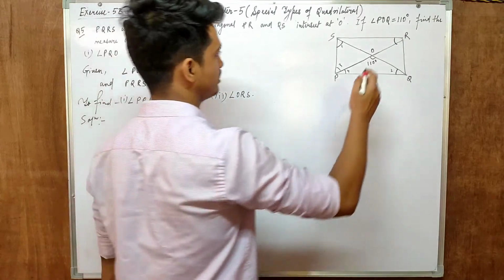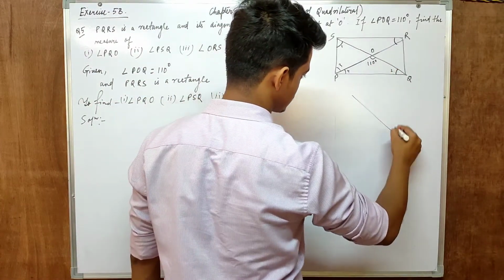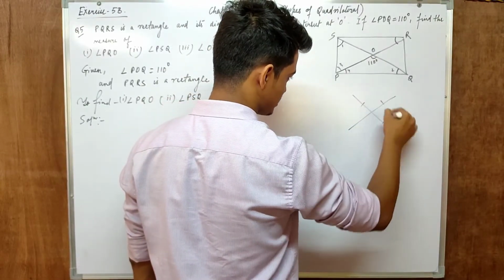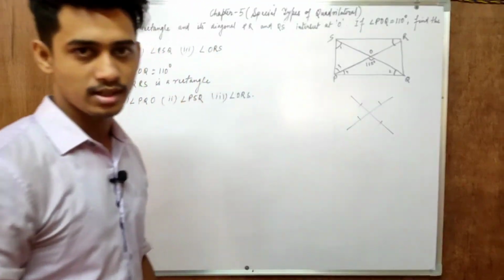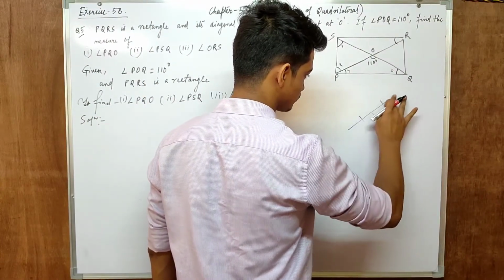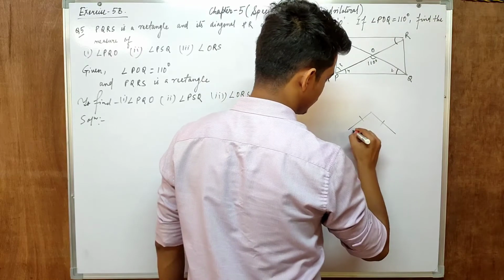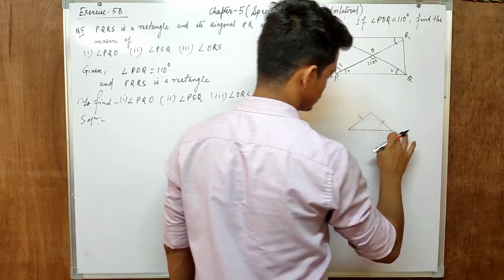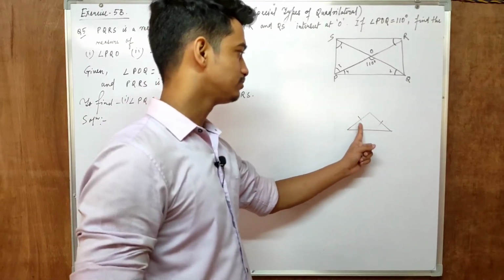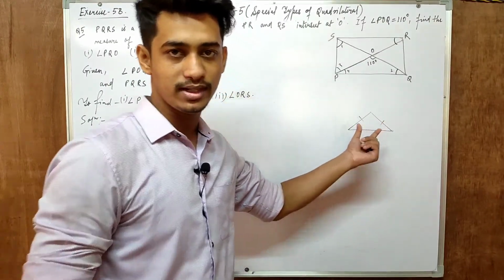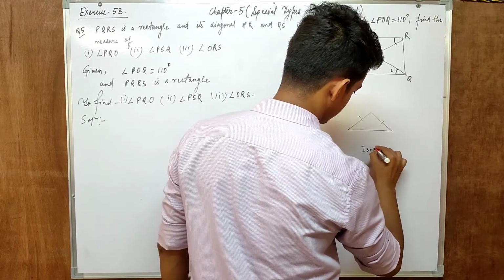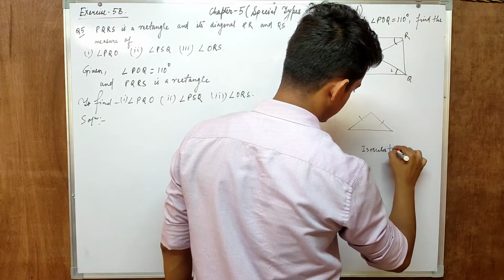Now see, in this figure, as I discussed in the previous example also, in a rectangle the diagonals are equal, and its bisected parts are also equal. So if you consider this one, I'm just removing this part, and if I connect this one, this is the shape of a triangle. What type of triangle? If two sides of a triangle are equal, it is called an isosceles triangle.